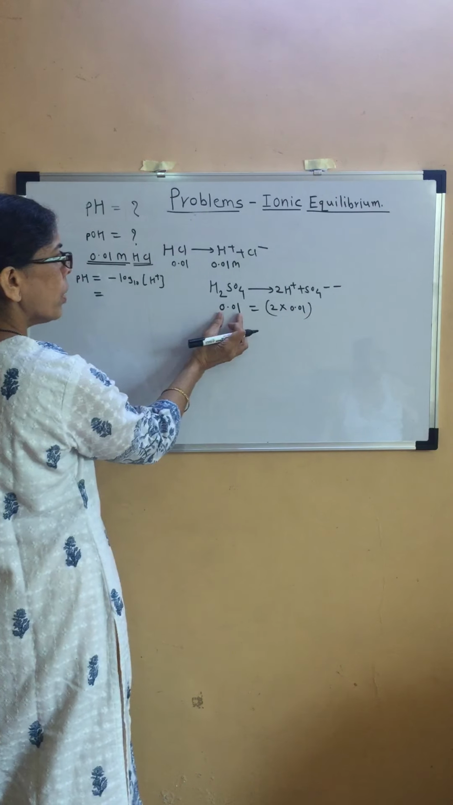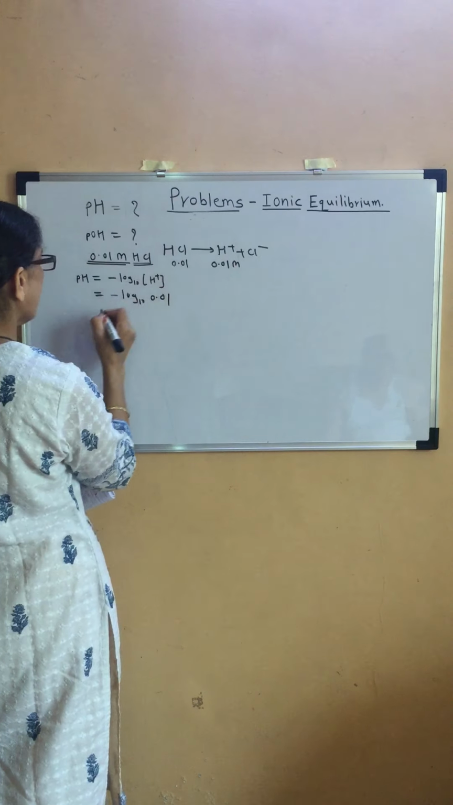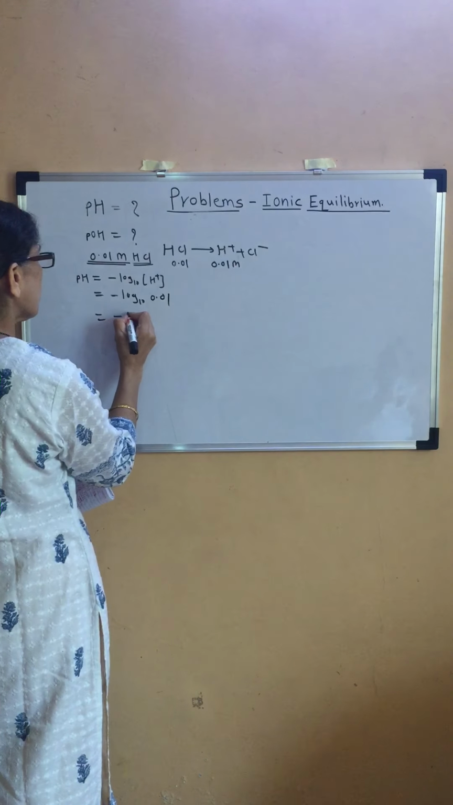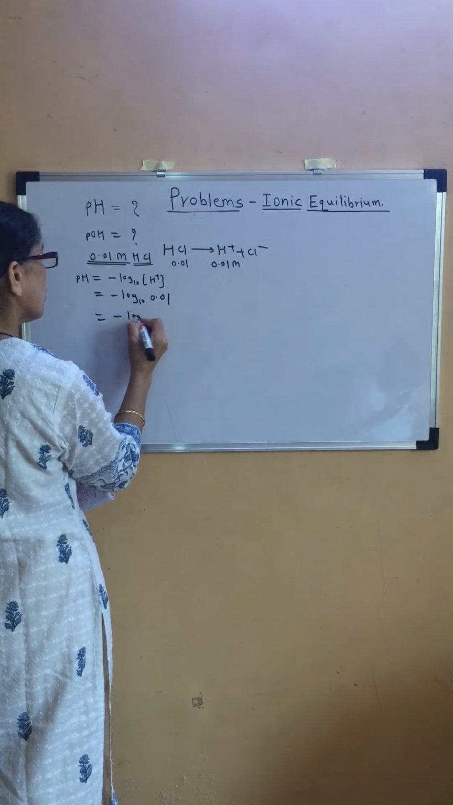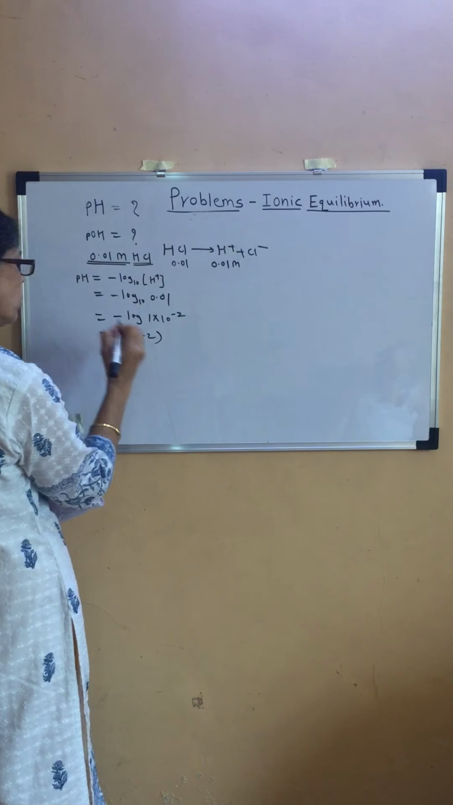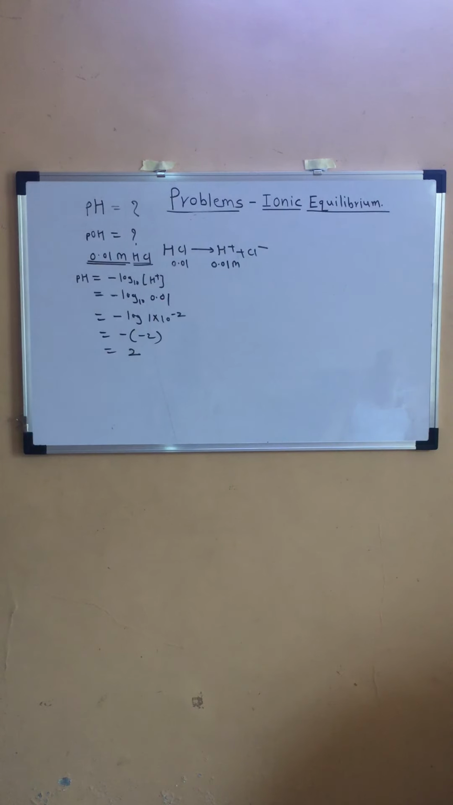So here HCl is given, therefore there is no problem. So minus log of 0.01. So 1 into 10 raised to minus 2. So this will be minus of minus 2 and that will be equal to 2. So pH of the solution is 2.